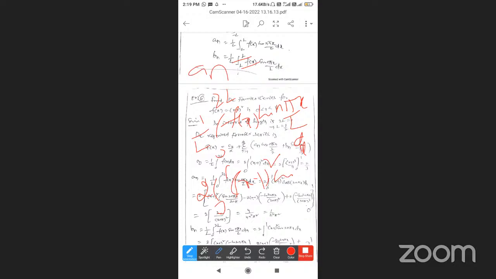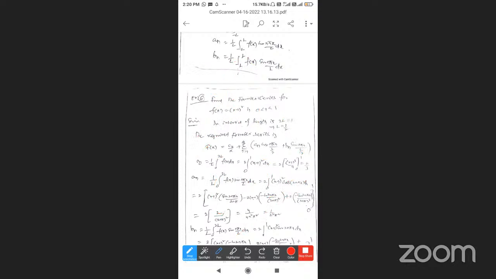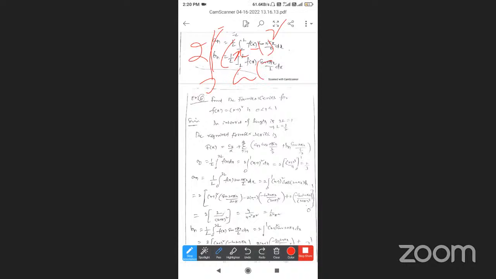Now this is 2 times integration of x minus 1 whole square, with limits 0 to 1, into cos 2 n pi x into dx.